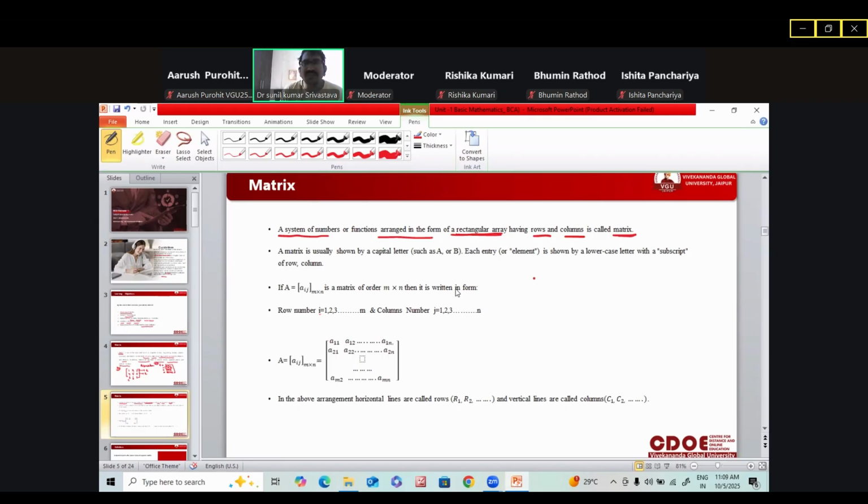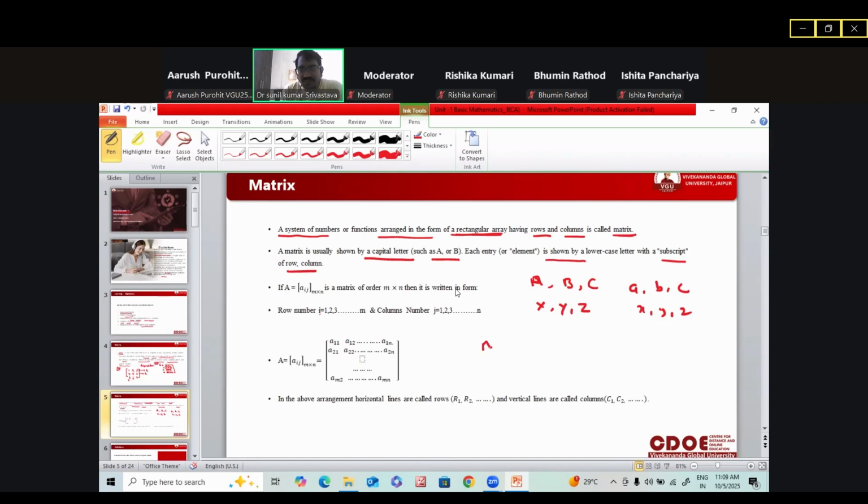How do we represent a matrix? Any matrix can be represented by capital letters of the alphabet, such as A, B, C, X, Y, and Z. Its elements are represented by lowercase, small letters, such as a, b, c, x, y, z. The matrix is represented by capital letters such as A, B, C, and the elements by subscripted small letters.